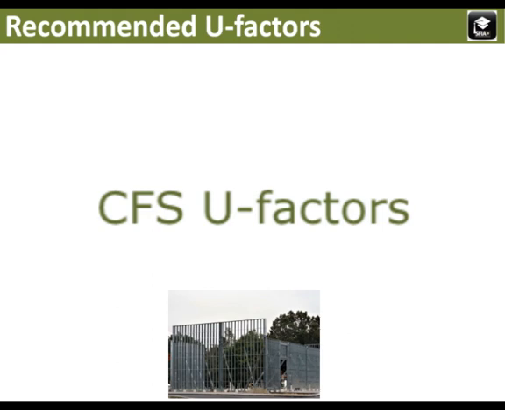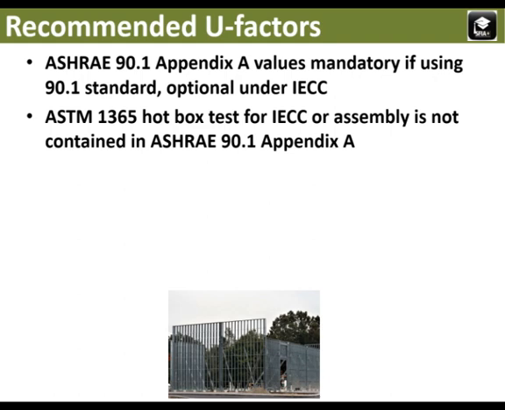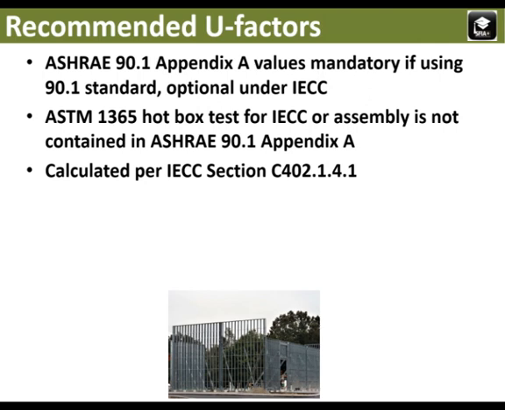We've already mentioned Appendix A in ASHRAE 90.1, but keep in mind that 90.1 doesn't cover every assembly and it may be less accurate than test data. However, if using 90.1, then the Appendix A values are required unless your assembly doesn't appear there. For proprietary or innovative systems, the manufacturer would normally have to provide test data following ASTM 1365, or U-factors based on calculations. The IECC includes a calculation method in section C402.